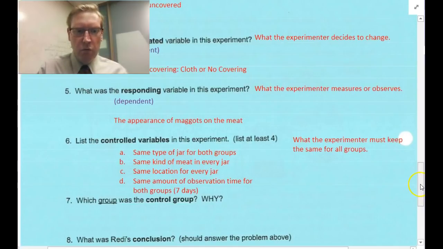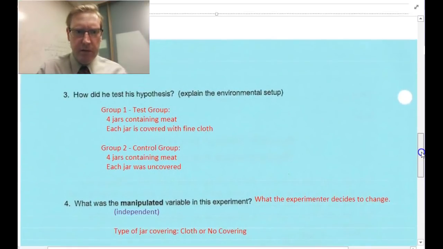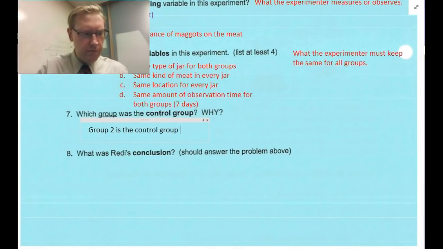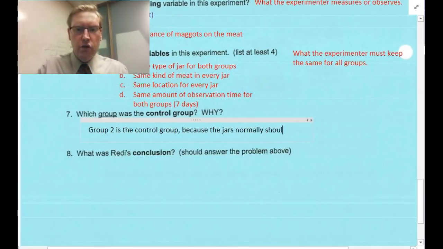Question number 7. What was the control group? Well, I mentioned back up in question 3 that I was calling group 2 the control group, but I never said why. Well, let's answer that question right now. I am saying that group 2 is the control group because the jars normally should be uncovered.